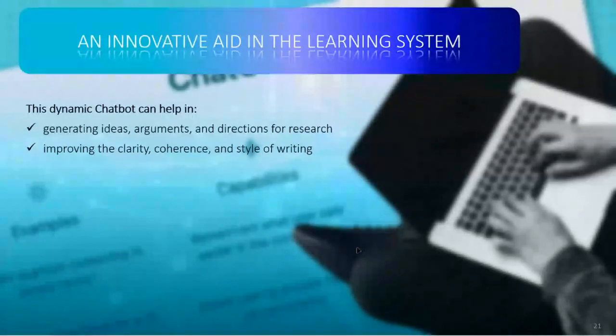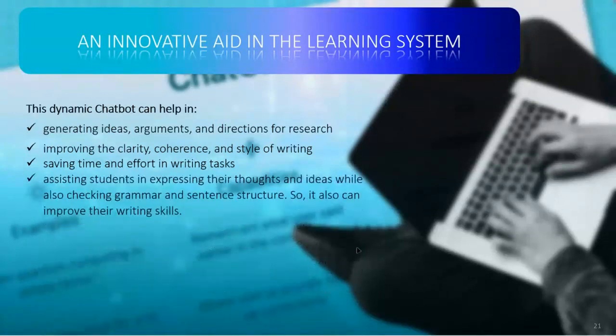Okay, improving the clarity, coherence, and style of writing. Saving time and effort in writing tasks. Assisting students in expressing their thoughts and ideas while also checking grammar and sentence structure. So it can also improve their writing skill. Wow. So it can help us to create great writers, right?